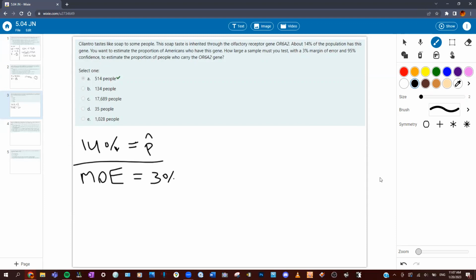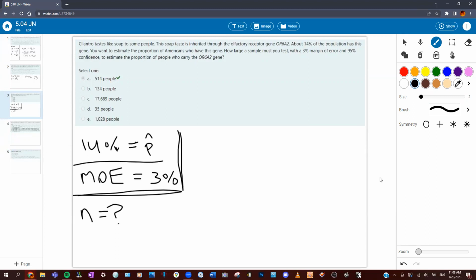Some people call that MOE. And 90% confidence. So, whoa. It's about to make it go away. But what we're trying to find is actually n. That's not usually what we have to find, but that is this time what we have to find.